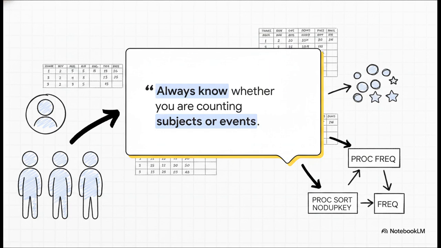Always know whether you are counting subjects or events. If you run PROC FREQ directly on an adverse events dataset, you are counting events, because if one subject had 5 headaches, they're going to be counted 5 times. If your clinical table asks for the number of subjects who had a headache, you absolutely must use PROC SORT with no dup key first to get down to 1 row per subject, and only then run PROC FREQ.